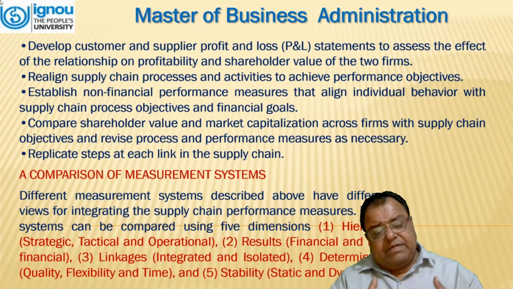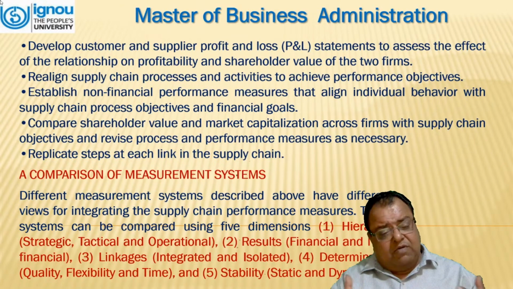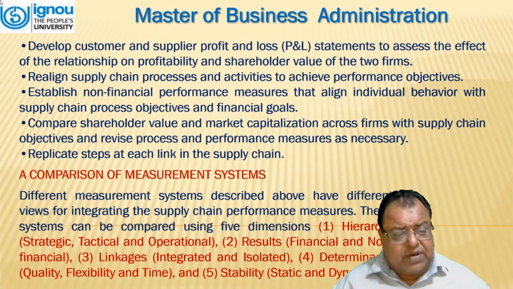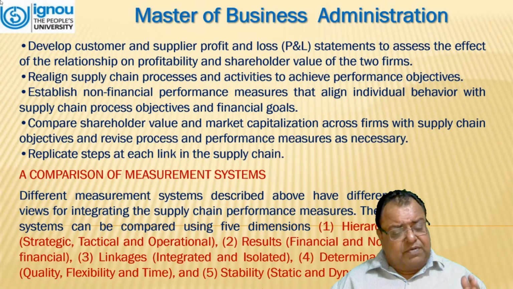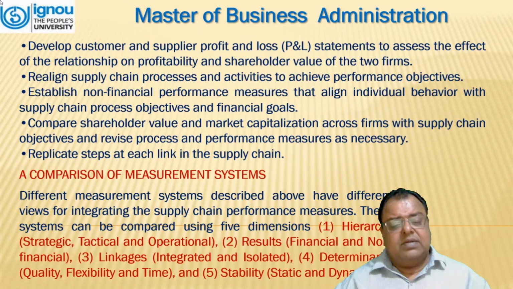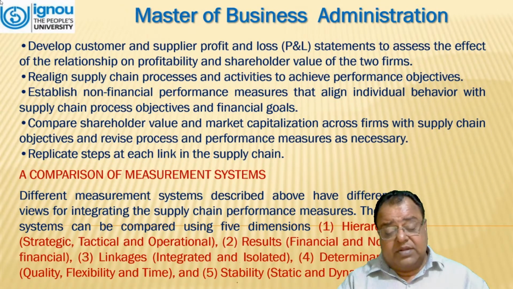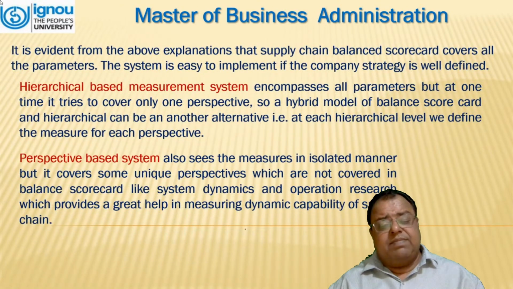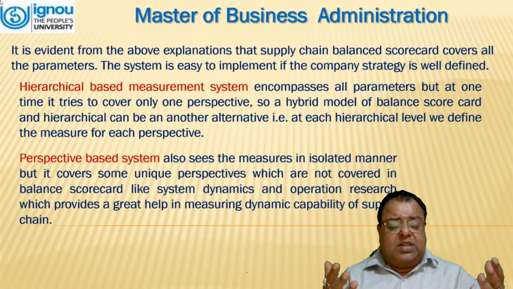Now, we have studied different types of measurement systems. What is the comparison between the different measurement systems described above and different views of generating supply chain performance measures? The systems have been compared using five dimensions: hierarchy, results, linkages, determinants, that is quality, flexibility, and stability, and whether it is dynamic or static. It is evident from the above explanation that the supply chain balanced scorecard covers all the parameters.